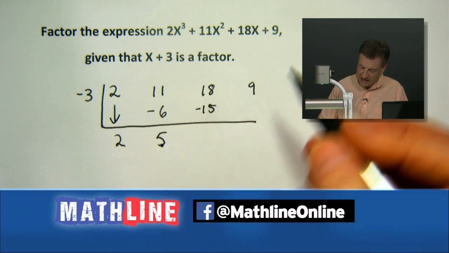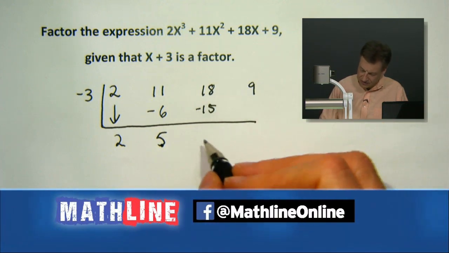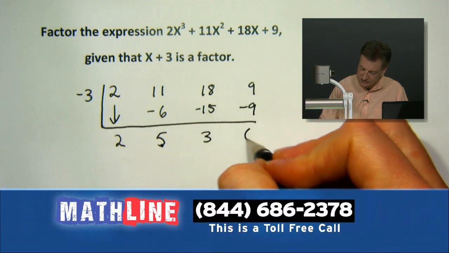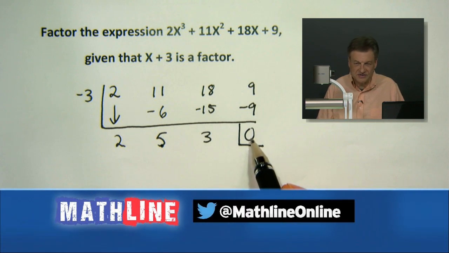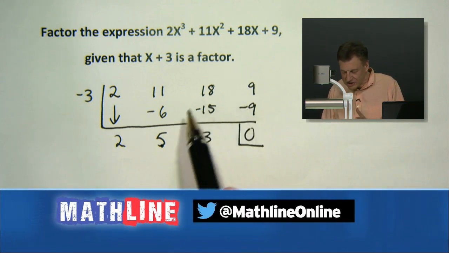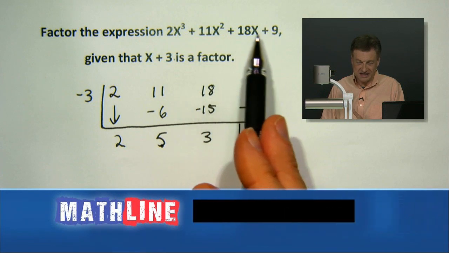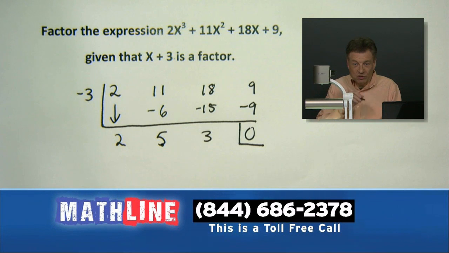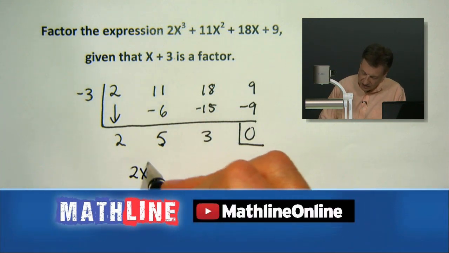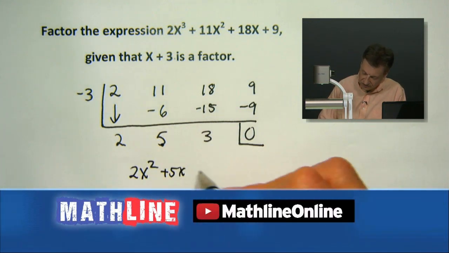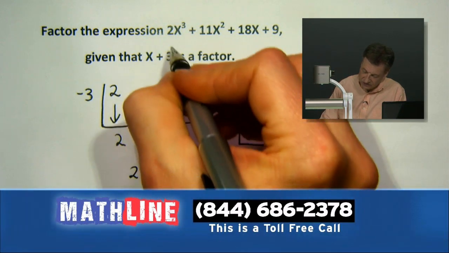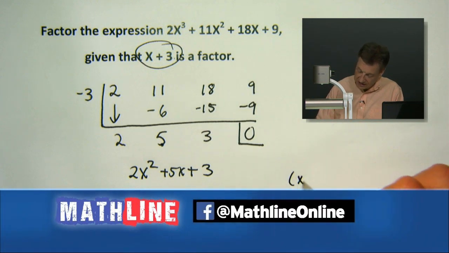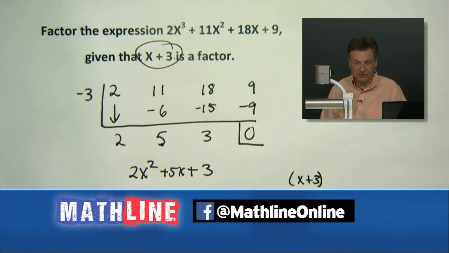Come down here, and I see a 3. Negative 3 times that gives me negative 9, and I'm at 0. Now, this is our remainder, what we have left over. That showed me that x plus 3 divides into this expression evenly, which means it's a factor. So let's see what we've got left: 2x squared plus 5x plus 3. Keep in mind, we've still got to bring that into our final answer. So we're building. We've got x plus 3. Now let's see what happens in the next go-round.